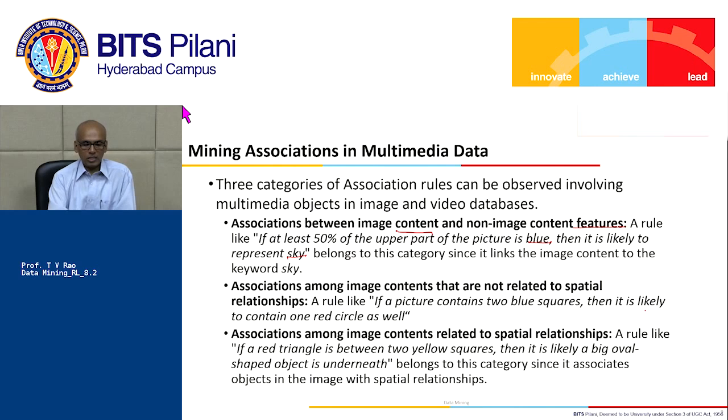The third form of association that we can create is that not only do we look at the image contents, we also look at the spatial relationships. In this case, as you can see, if a red triangle is between 2 yellow squares, then there is likely to be a big oval shaped object underneath. Here we are talking about the relation between the squares, the triangle, and the oval object. And we are creating an association relationship within the multimedia object based on the contents and the spatial relationships.